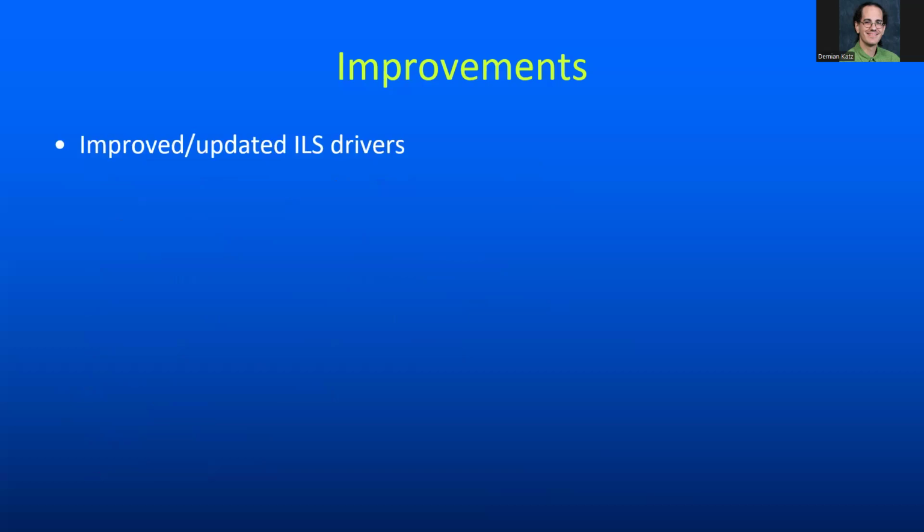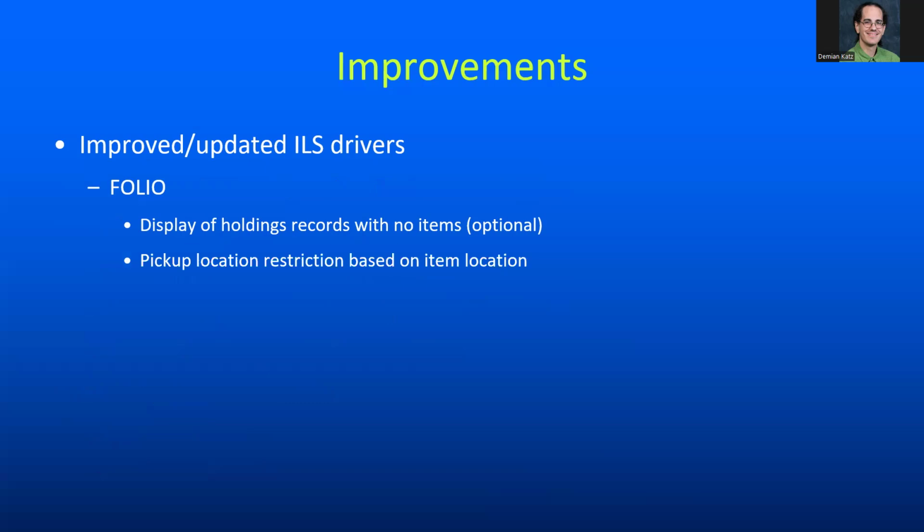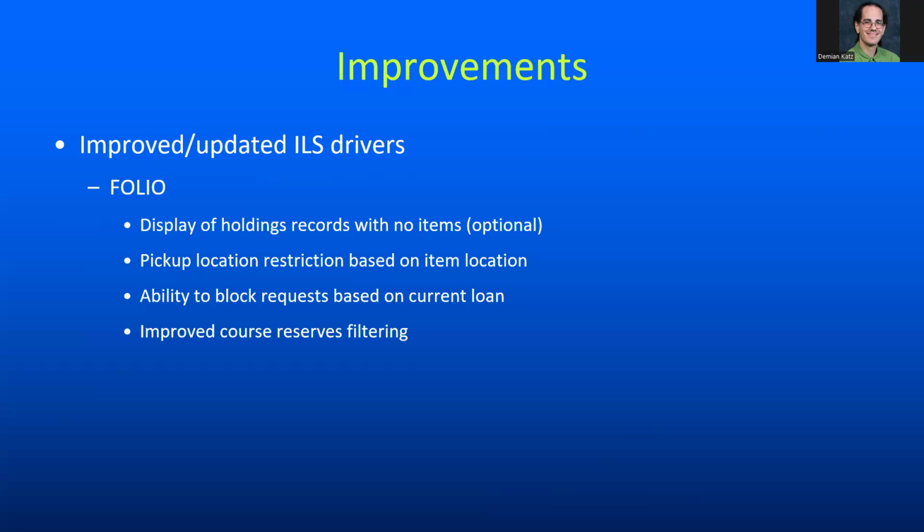There are also some improvements to ILS drivers. On the Folio side, there's an optional setting that can allow display of holdings records with no attached items. Previously, these would always be invisible. It's possible to restrict pickup location based on item location. It's possible to block users from placing requests on items based on characteristics of the item's current loan. For example, if you want to make it impossible to recall a record that is on interlibrary loan. We've added some improvements to the way course reserves data is retrieved and filtered.